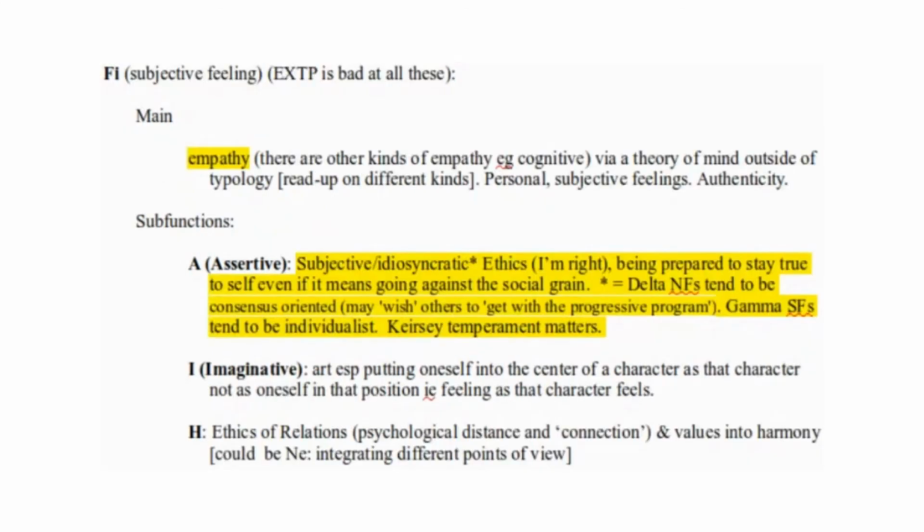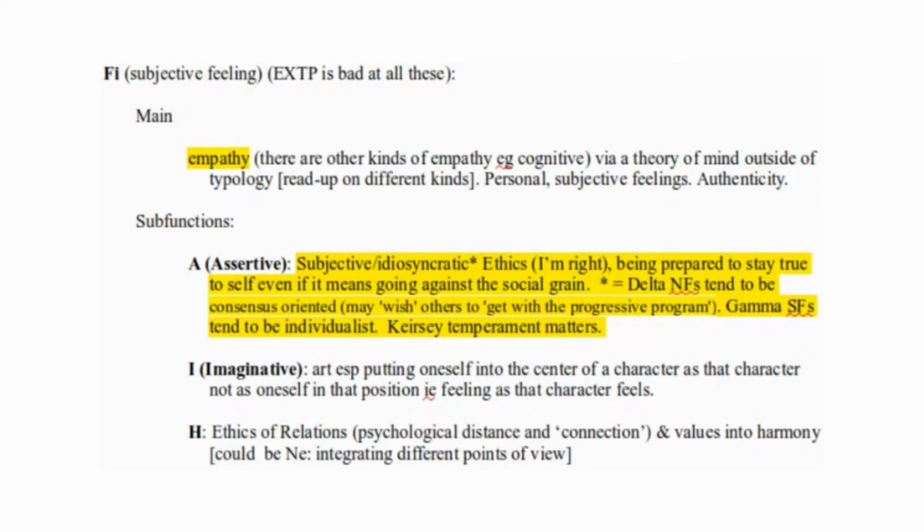EXTP bad at all these. That I can agree with. Empathy. It's quite simple. Yeah, I mean, empathy is a fairly broad term. Authenticity. So the assertive FI, subjective, idiosyncratic ethics, I'm right, so that's similar to TI. Yeah, going against the social grain, definitely.